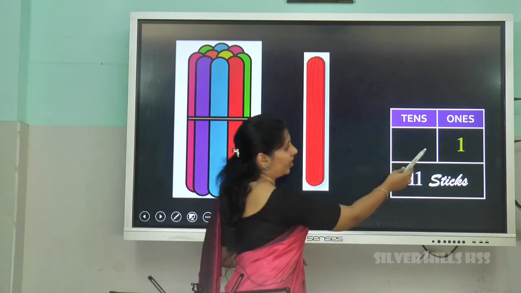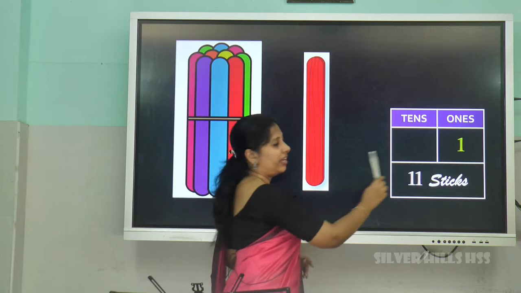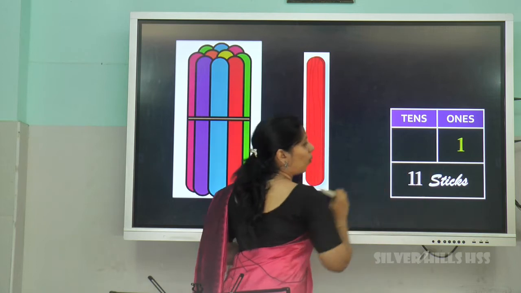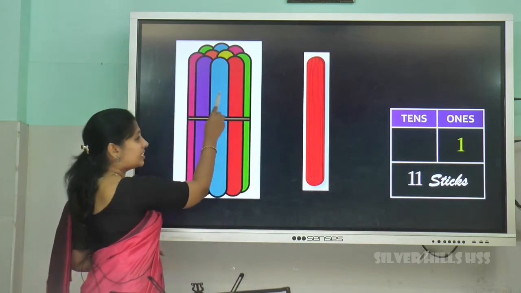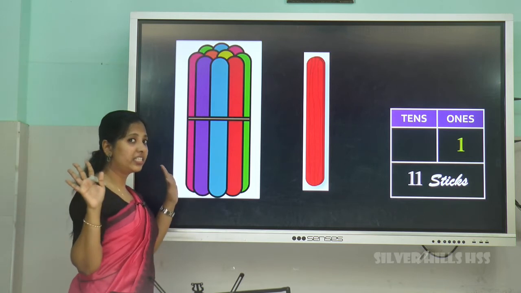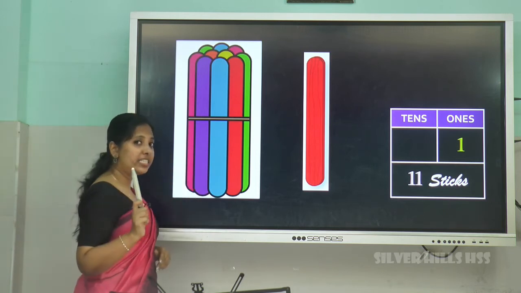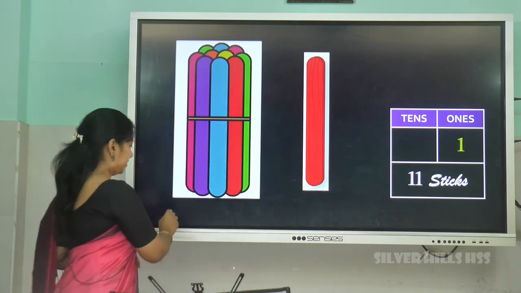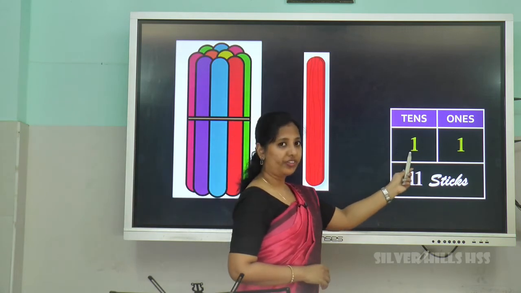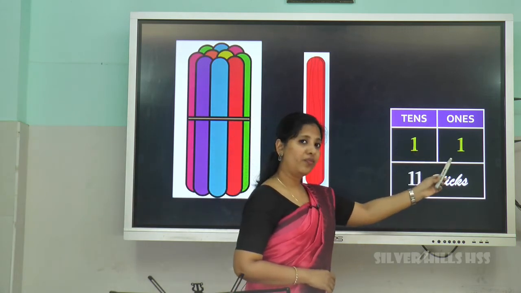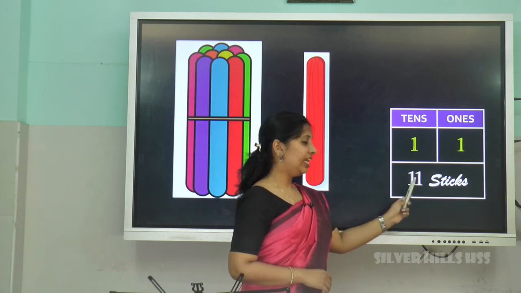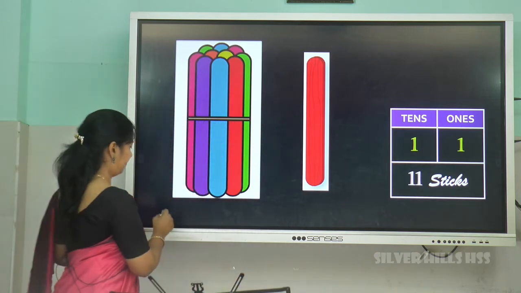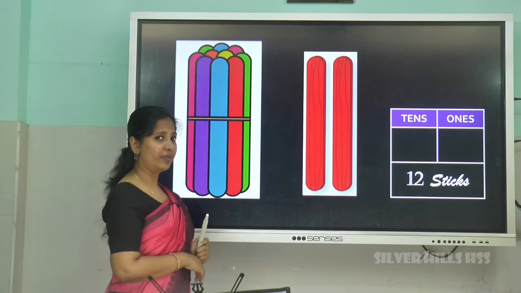Look here. Yeah, we will write the single stick in ones place. And how many sticks are in this bundle? 10 sticks, right? So, how many tens? 1 tens. So, we will write 1 in tens place. In tens place, we will write 1, and in ones place, we will write 1. So, 11 sticks. How many sticks? 11 sticks.